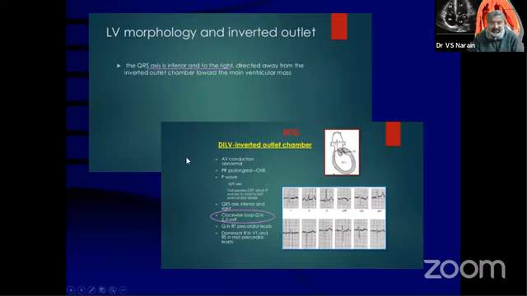So the axis, I was trying to emphasize, tells you a lot of things. In the setting of a single ventricle, it can tell you whether the outlet chamber is inverted or non-inverted. If it is non-inverted, the axis is leftward. If it is inverted, the axis is rightward.